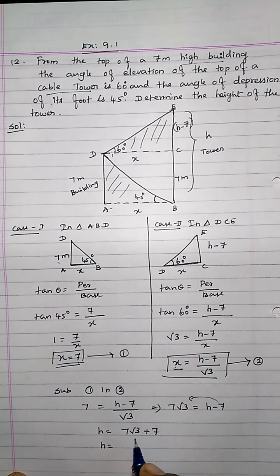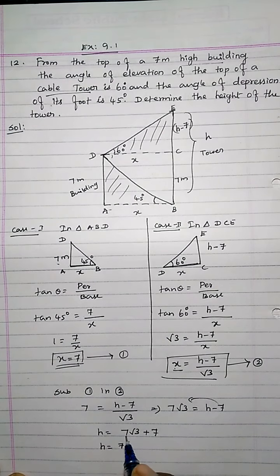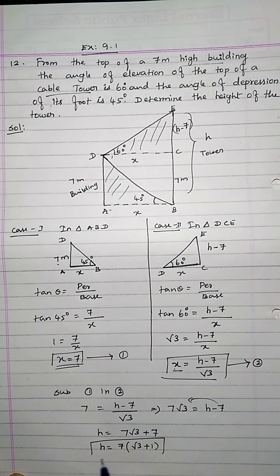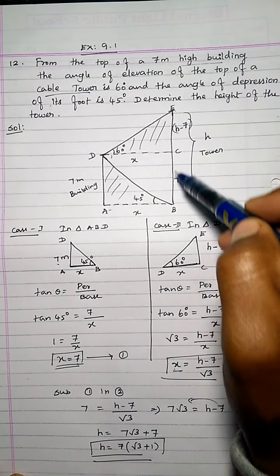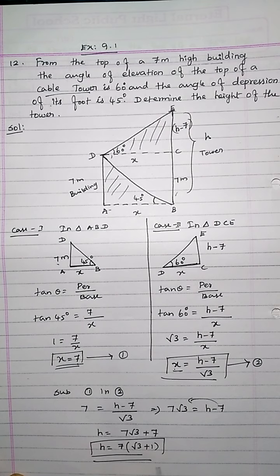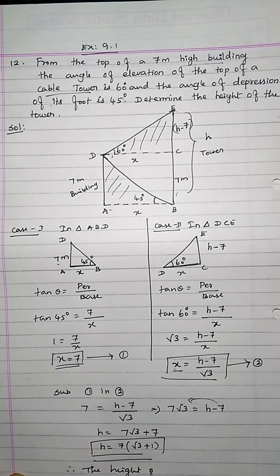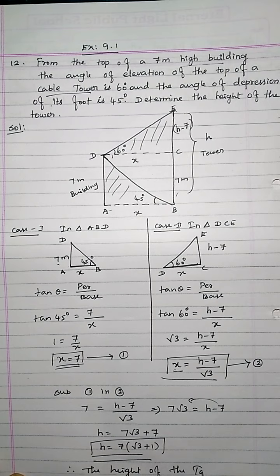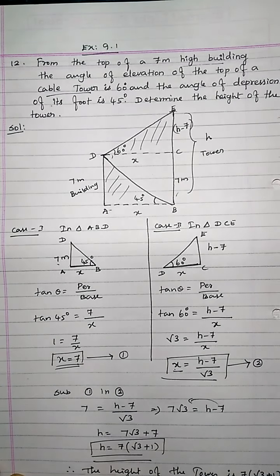So root 3 value, if it is given in the question, you can apply, otherwise don't apply. Take 7 common outside, then 7 into root 3 plus 1 is the height of the tower h. That only we have to find out, the height of the tower. The height of the tower we have taken as h, therefore the height of the tower is 7 into root 3 plus 1 meter. Hope that you understand this.